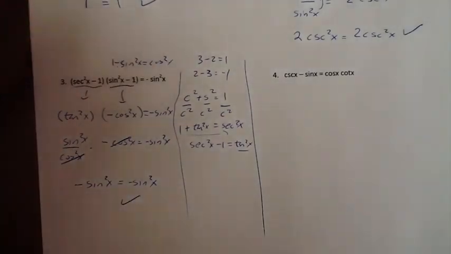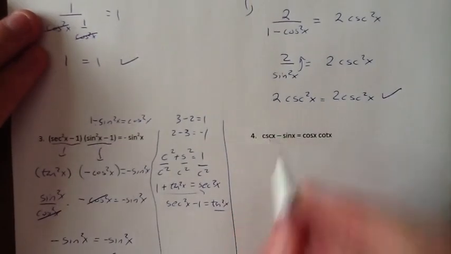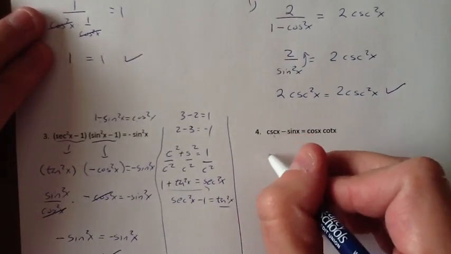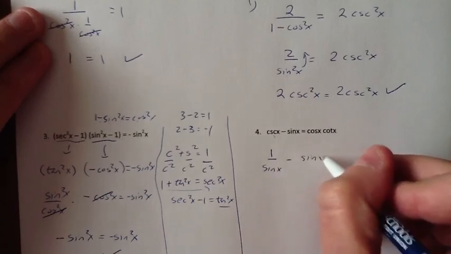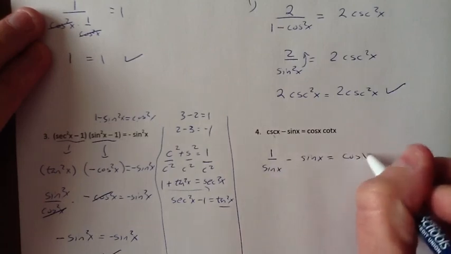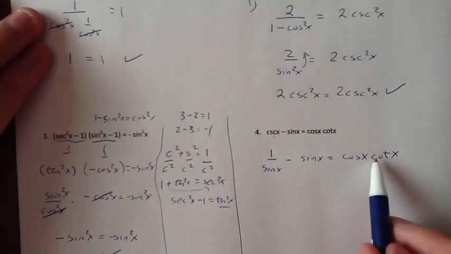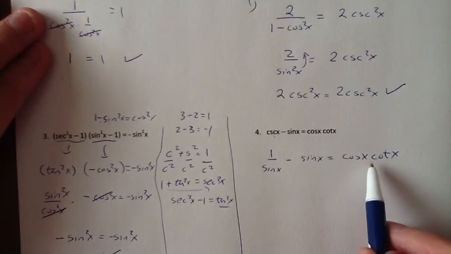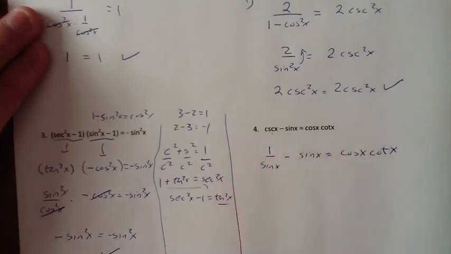All right, now for a problem like number 4, this one's not too bad, but again, use the rule. I don't want to use cosecant. That's 1 over sine. This is just 1 over the sine of x minus the sine of x equals the cosine of x cotangent of x. Now it's a little bit different. I didn't convert the right side. I did not convert that to cosine over sine because I want to get the left side equal to the right side, which means I need to leave that alone.